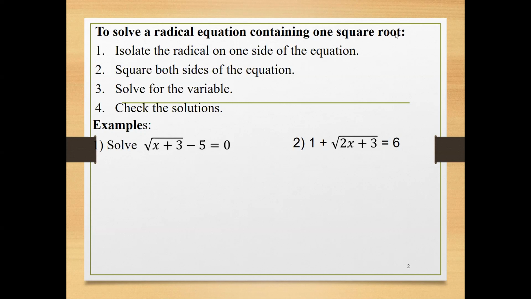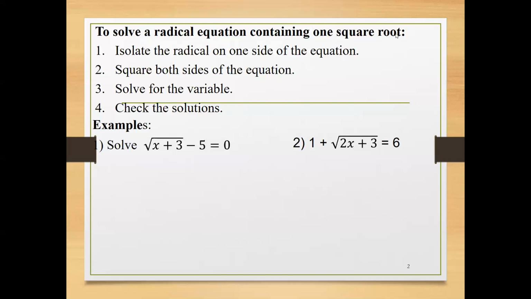Step 2 says to square both sides of the equation. So I'm going to square the entire left side and the entire right side. I know that I'm squaring because I've got a square root. So squaring my square root cancels both of those out, so it leaves me with x plus 3 on the left. On the right side, we have 5 squared. Well, 5 squared is just 25. So that completes step 2.